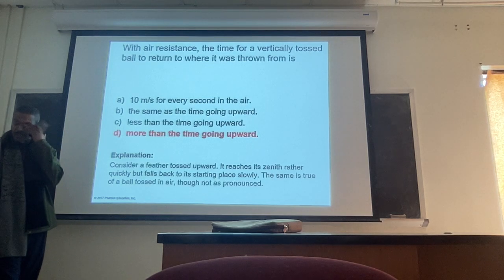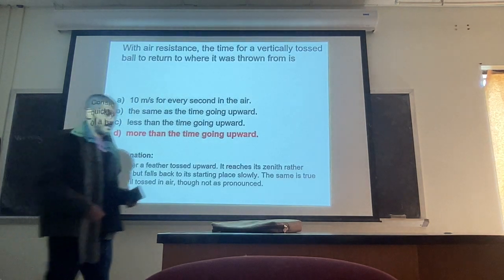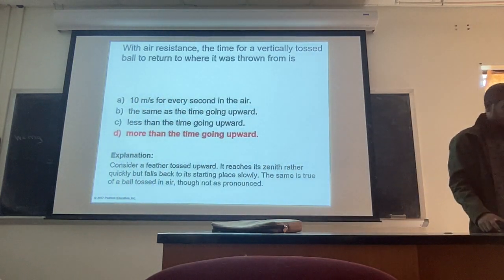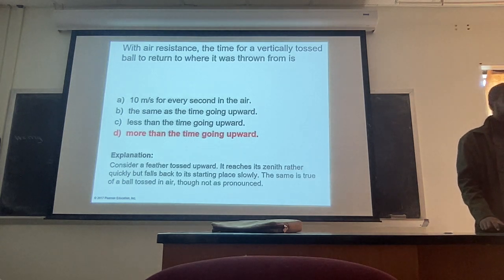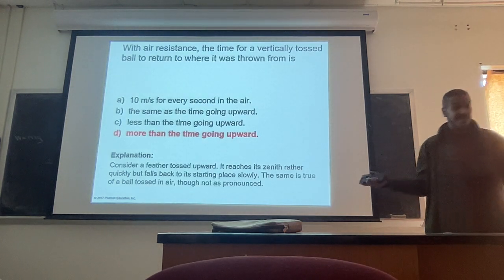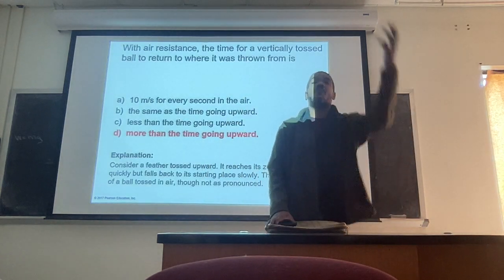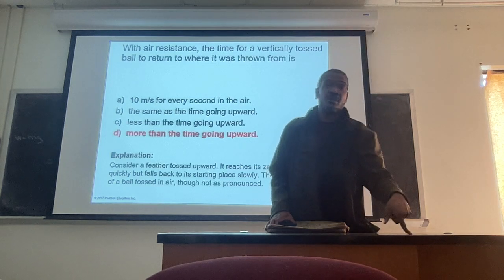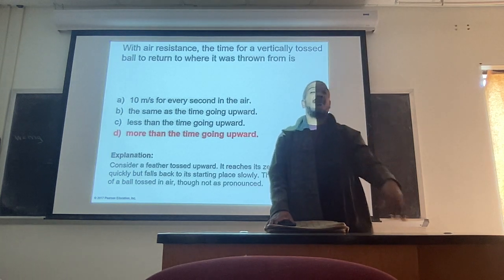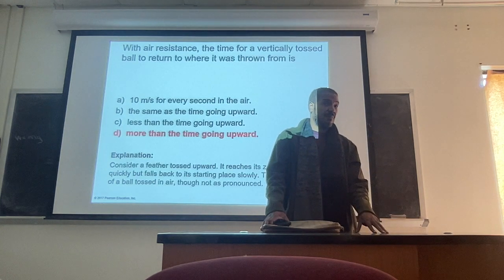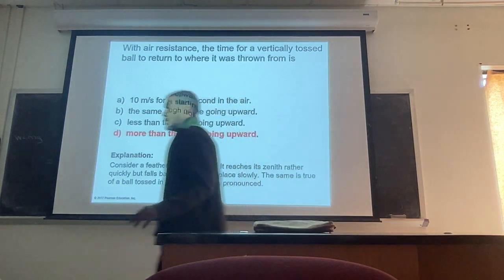I'm gonna have to think about that. More than the time going upward. Like I said, if you're throwing it up, the air resistance is working against it in both directions. But maybe gravity is the difference. Gravity is working against it going upwards, and gravity is working with it coming down, although you still have the air resistance either way. So that's probably the best explanation, I'm thinking.